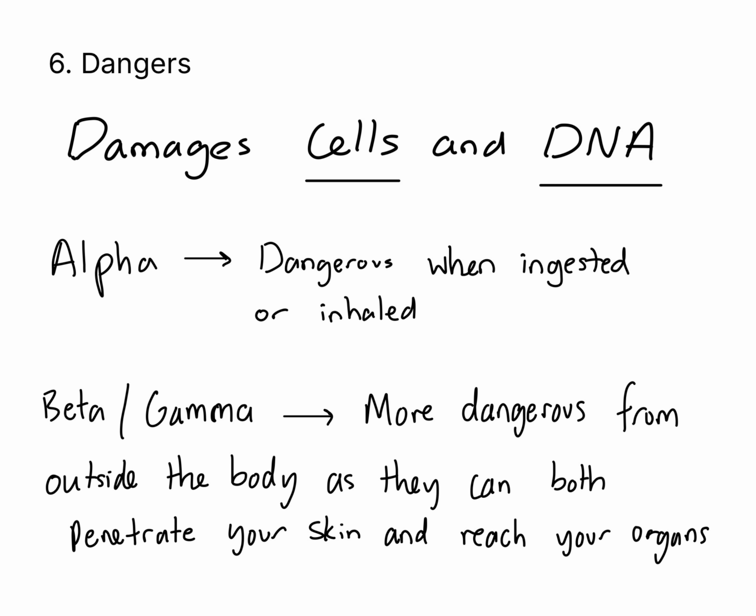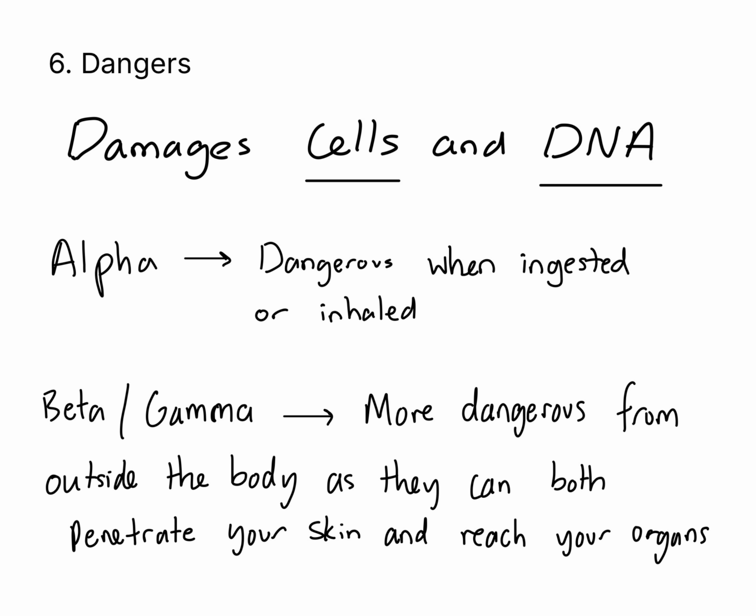Finally, why is this dangerous? Because ionizing radiation damages cells, and in particular damages DNA, which can lead to mutations and cancer. And there's a contrast worth understanding rather than memorizing. From outside the body, alpha is nearly harmless. It can't even get through your skin. Beta and gamma are the dangerous ones, because they penetrate and reach your organs.